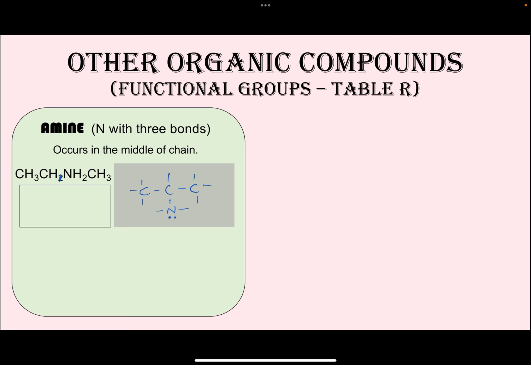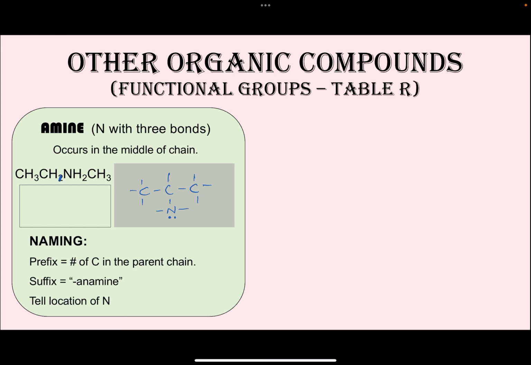So when we are naming this, the rules are that your prefix is just based on the number of carbon atoms, which is prop in this case. And then we end that with -amine. So propanamine. And then of course we have to put the location of the nitrogen. So that's going to be at carbon number 2.